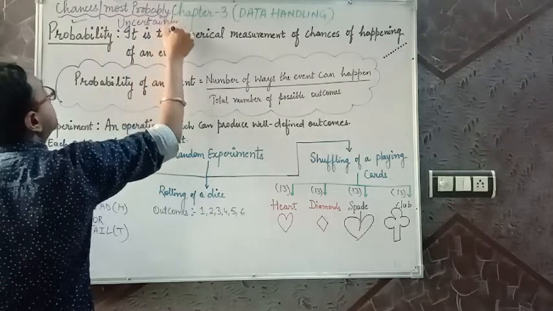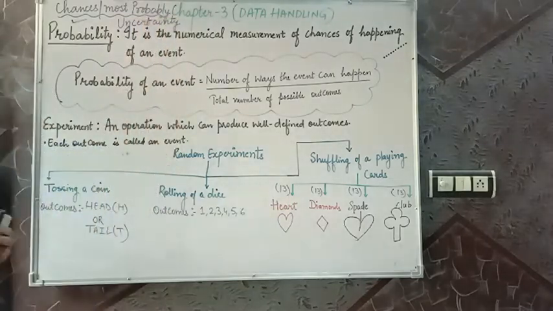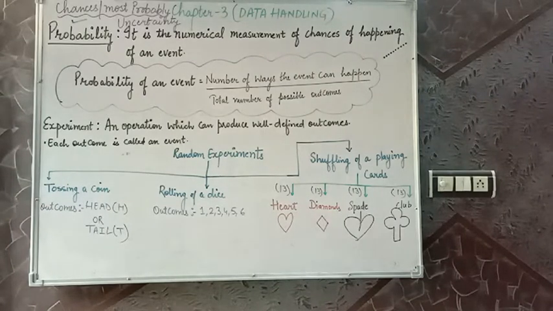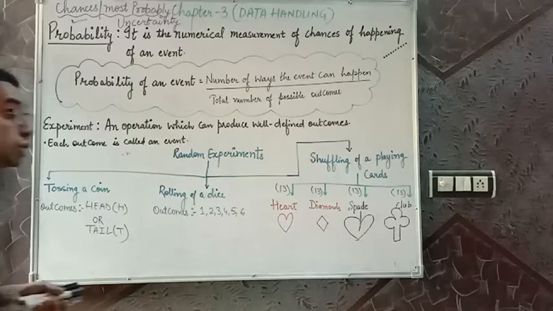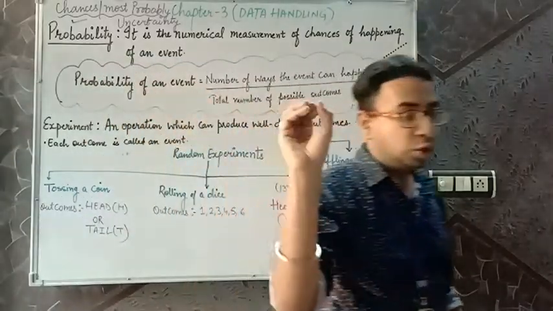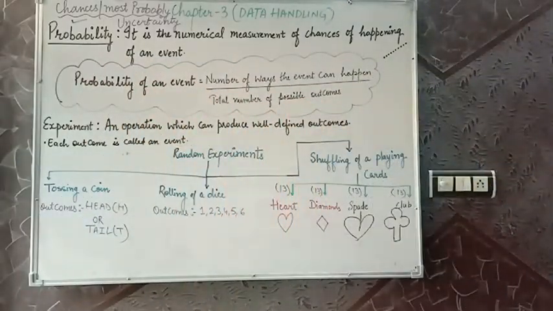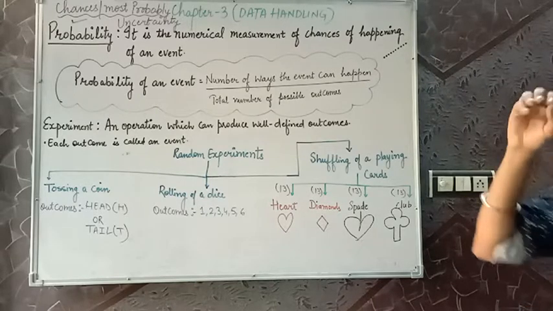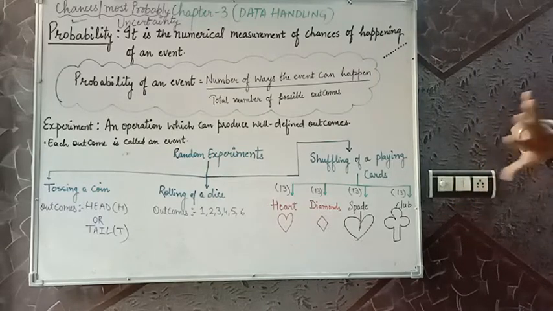What do you mean by uncertainty? Uncertainty means not sure. If you are not sure about anything, you are uncertain about that particular thing. Are we clear about this? Okay. Now let's study about the probability.